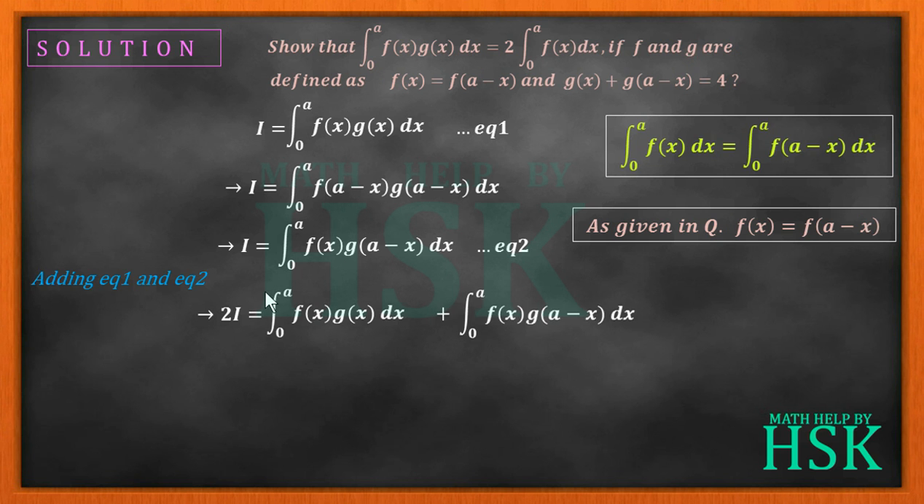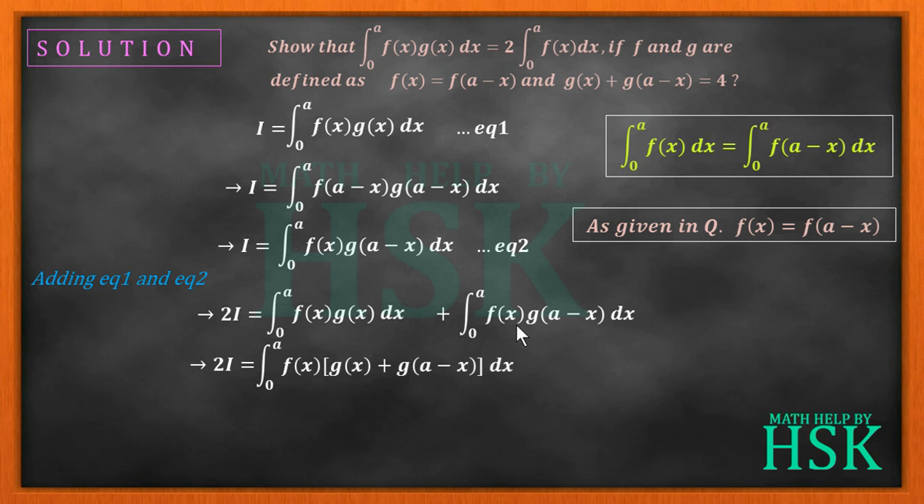Okay, so on adding, I plus I is 2I, and this is the right hand side of equation number 1, this is the right hand side of equation number 2. Now it is quite clear that both the integrals are being integrated with respect to the same independent variable and the limits are from 0 to a also, so we can combine both these definite integrals and write it like this. 2I is equal to the integral of f of x into g of x plus g of a minus x dx from the limit 0 to a.